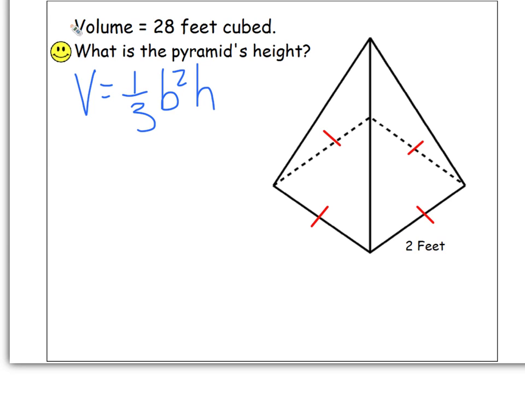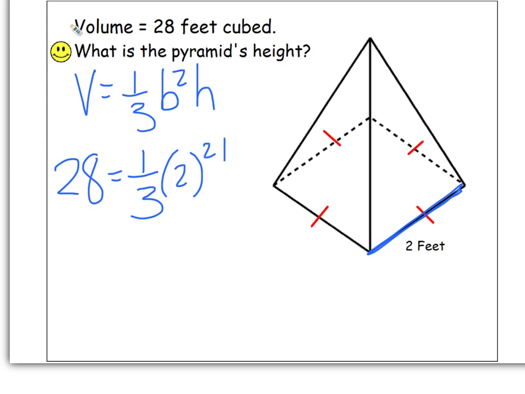Okay, we know the volume's 28. I'm going to put 1/3 here. The base is 2, so I'm going to do 2 squared. The question is, what's the height? So 28, 2 squared is 4. 4 times 1/3 is 4/3 of height. To get rid of the fraction of 4/3, I'm going to multiply by its reciprocal of 3/4.